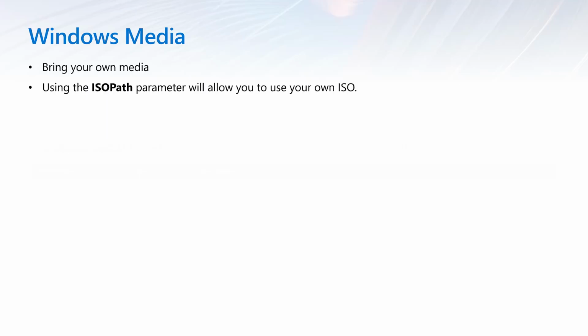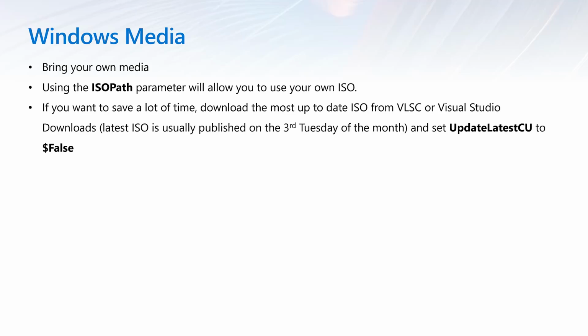Okay. Bring in your own media. So this is what I would recommend you do, is if you can get access to consumer media and you're using subscription activation, use the ISO path parameter, download your own ISO, because it's going to make things a little bit quicker, because you don't have to download a cumulative update and apply it. But if you're lazy, you don't want to download media, whatever, then you don't need to do this.